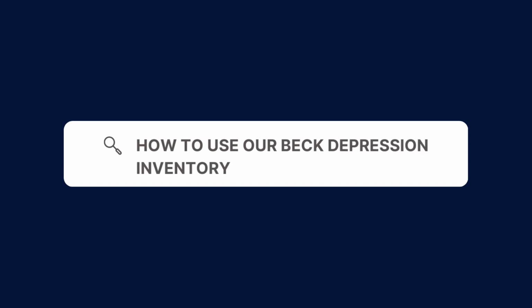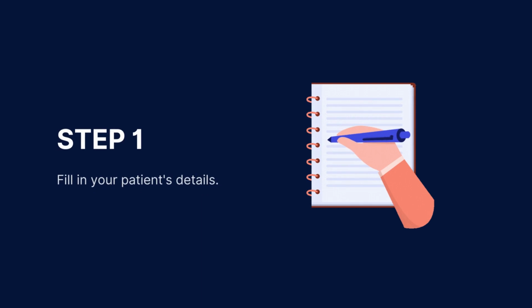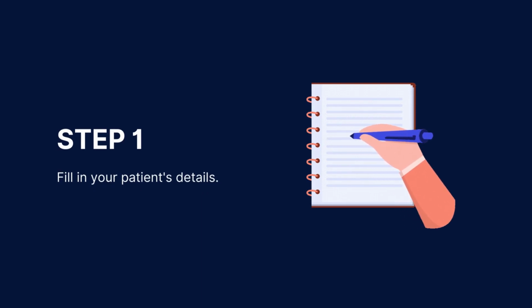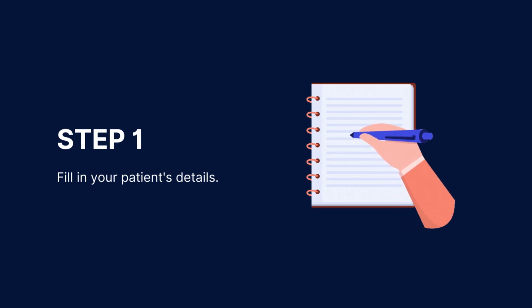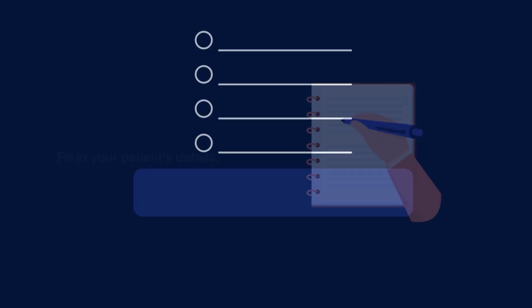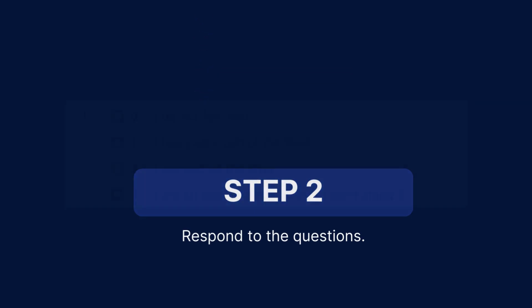To use our Beck Depression Inventory assessment, follow these steps. Download the Beck Depression Inventory off our Carepatron platform, which you can find in the description. Fill out the patient's name and the date. Have your patient respond to the 21 questions and get them to pick the best answer out of the multiple choice answers. Add the total score of each of their answers.